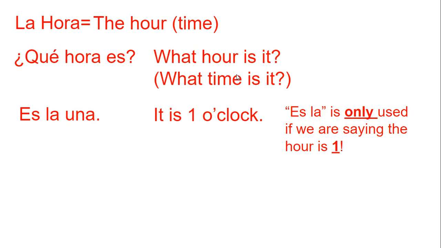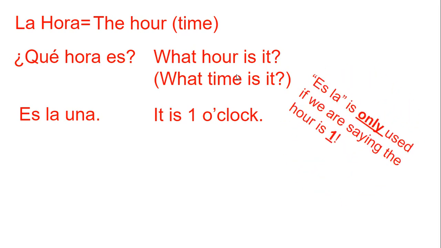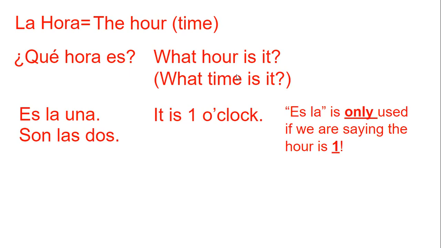To say it is when we're talking about something plural, we say son las. So son las dos, son las tres, son las cuatro, son las cinco, all the way up to son las 12. Be careful. Son las dos and son las 12 sound very, very similar. Son las dos, it's 2 o'clock. Son las 12, it's 12 o'clock.